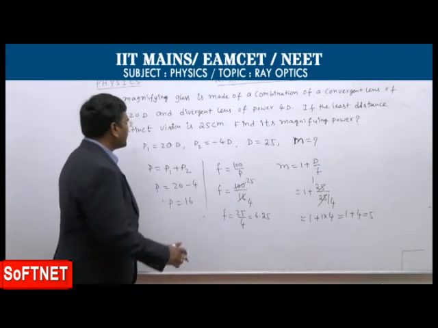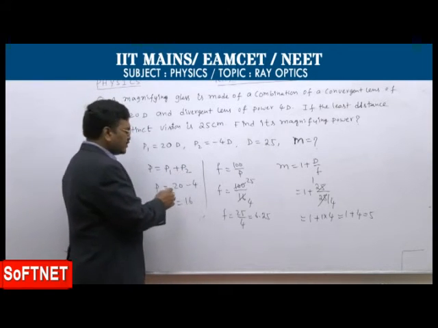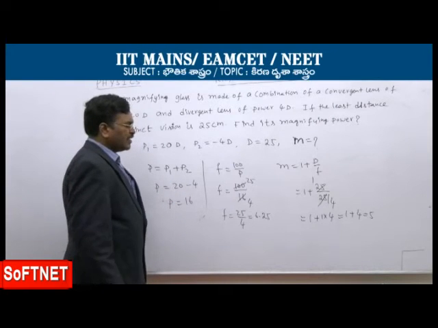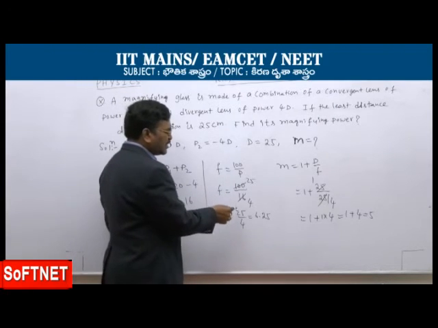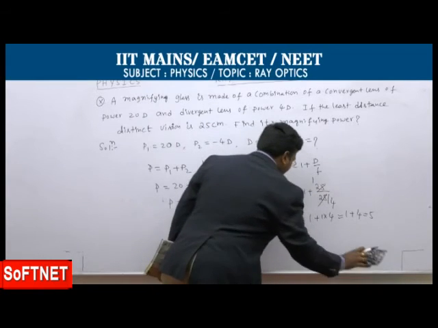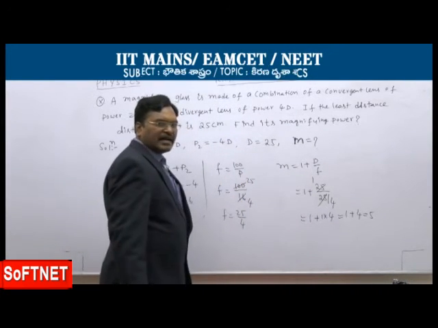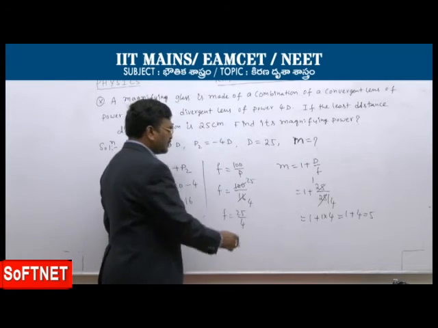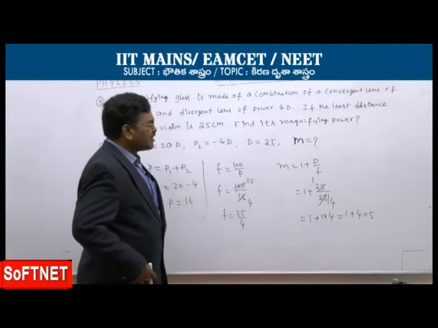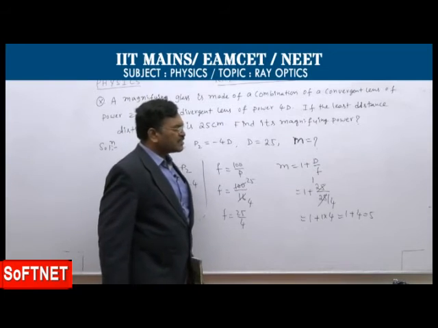That's why total power P is equal to P1 plus P2, 20 minus 4, that is 16. Now the focal length is 100 by P, so we get 25 by 4. Magnification is 1 plus D by F. So what is the answer now? 5.